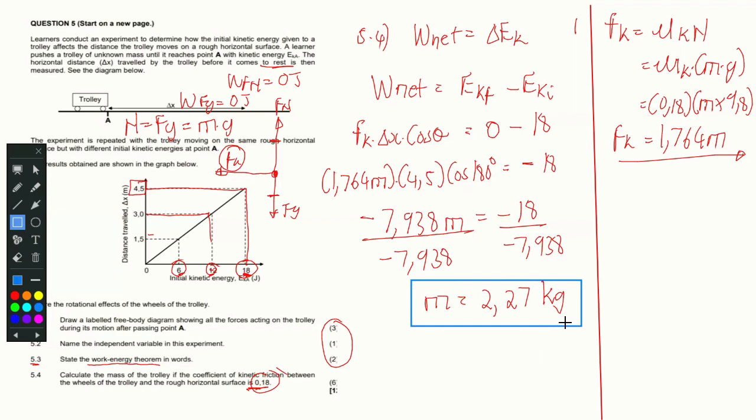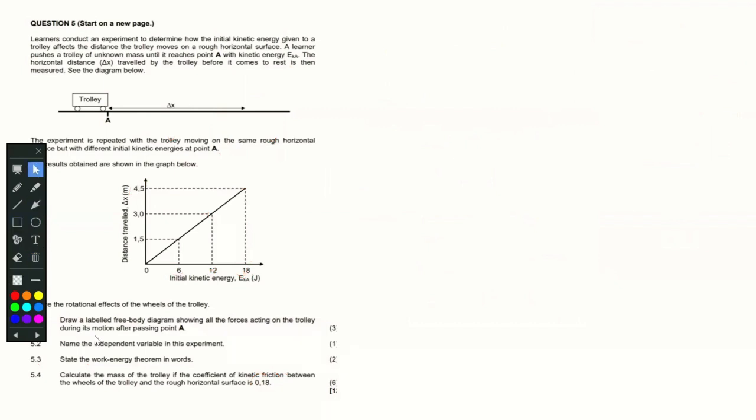So as you can see again, we are trying to calculate the mass, but we needed to have Fk in terms of m first. So it's also the nature of a 6-mark question. Before we can calculate what we are looking for, we need to calculate something on the side that we need to substitute into the formula, right? So that's basically how we go about it. Nice. Pretty interesting question, this one. Very different from the others. Let's see what else we get.